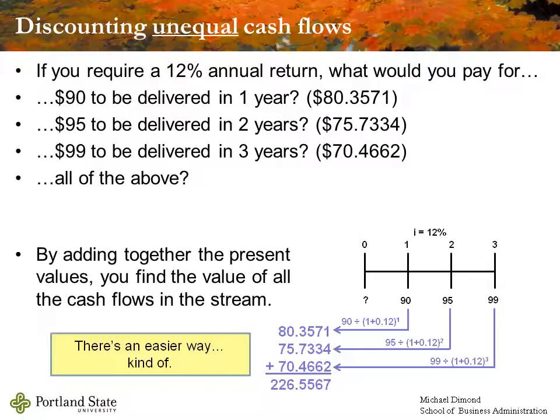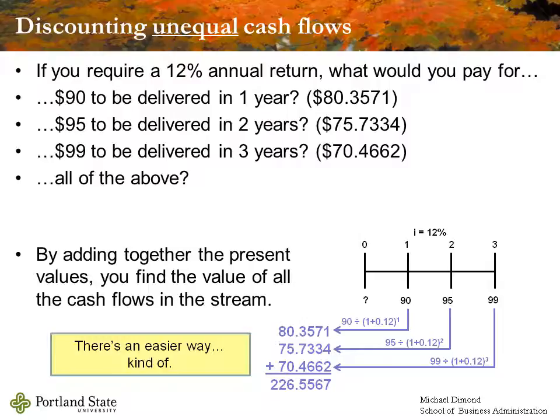If you had a stream of cash flows which was $90 at the end of one period, $95 at the end of the second period, and $99 at the end of the third period, the way to figure out the value of the total proposition was to discount each of them separately and add them together. For example, if you require a 12% rate of return, when you discount $90 at the end of one period, it's worth $80.3571. When you discount $95 at the end of two periods, it would be worth $75.7334. And when you discount $99 at the end of three periods, it's worth $70.4662. Adding those up, you come up with just under $226.56.